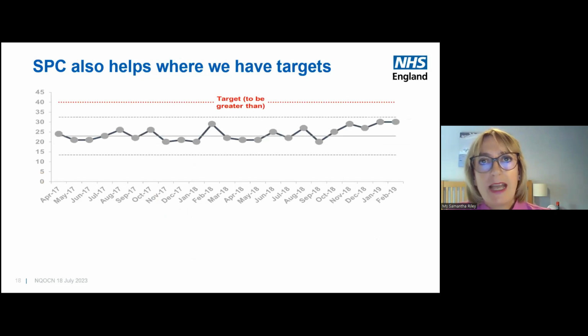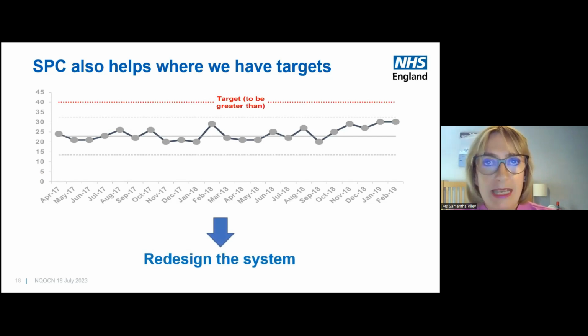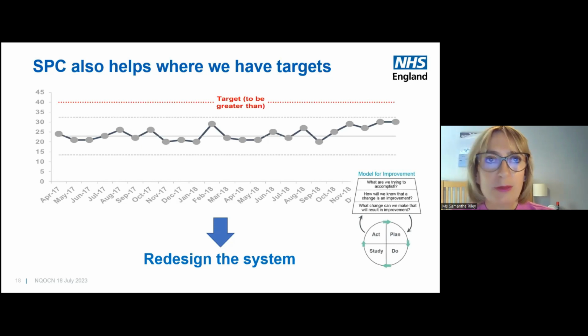But SPC can also help us where we've got targets. And again, I don't know if you have imposed targets in the areas that you work. We have lots of imposed targets. Targets can sometimes really drive improvement. And one of our training modules now talks about how we can set a target to drive improvement. But where we have got a target, SPC can really help us. So if we look at this chart, we've got a target to be achieved of 40 or greater. What do we know from looking at the SPC chart? Well, we can see that we're not going to achieve this target. So we haven't got a hope of achieving this target. If we want to achieve it, we need to do some redesign work using something like the model for improvement.